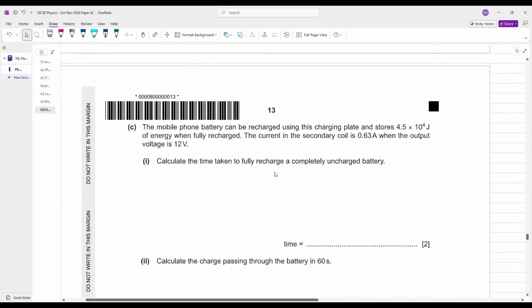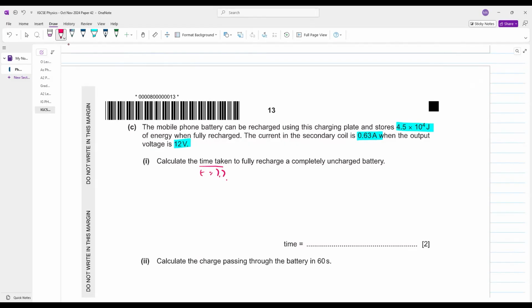Moving ahead. The mobile phone battery can be recharged using this charging plate and stores 4.5 × 10^4 joules of energy when fully recharged. The current in the secondary coil is this, when the output voltage is this. Calculate the time taken to fully recharge a completely uncharged battery. You have to calculate the time to fully recharge a completely uncharged battery.